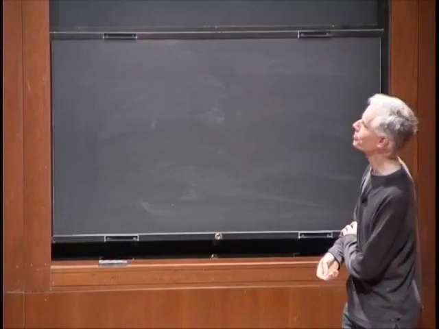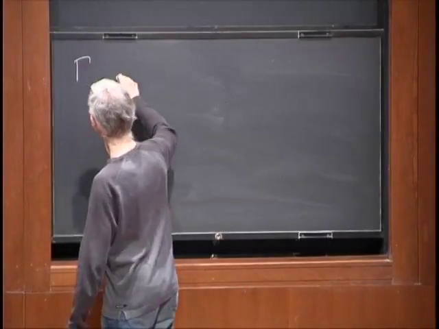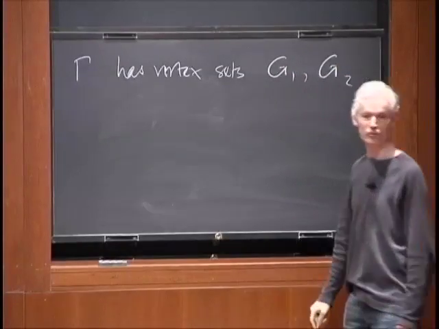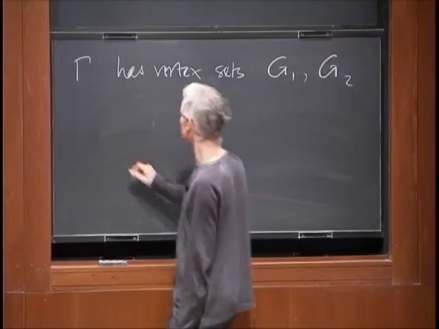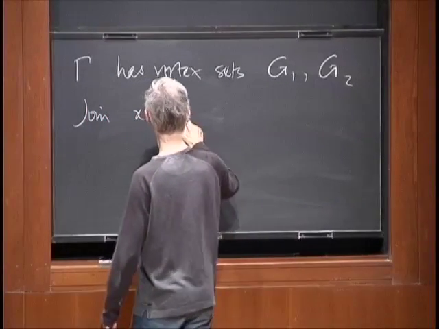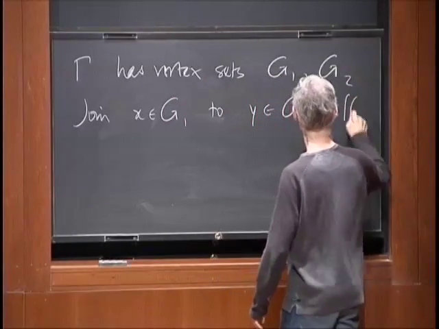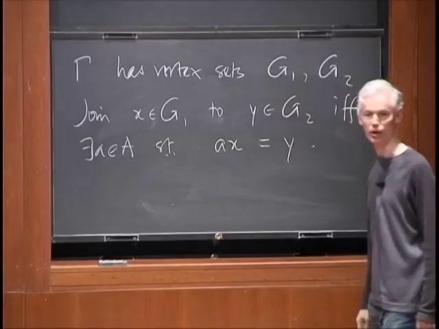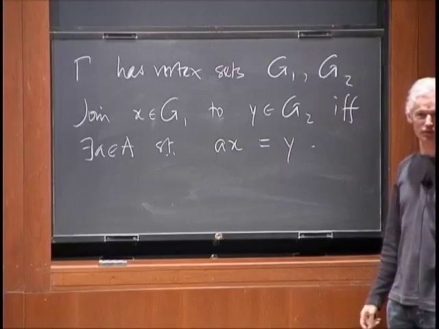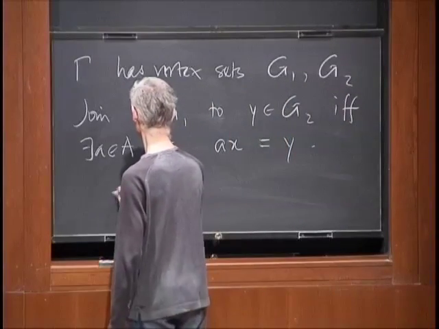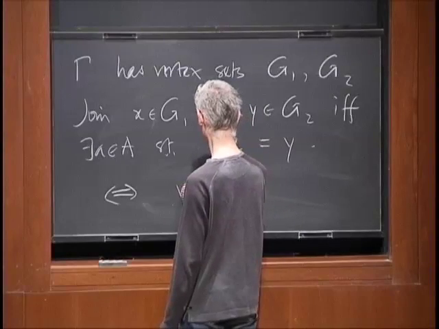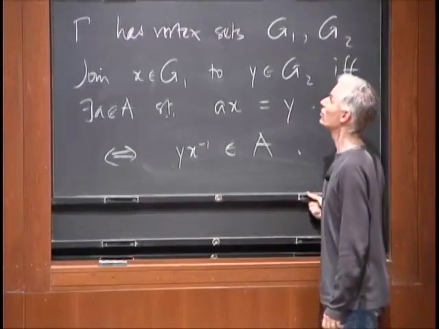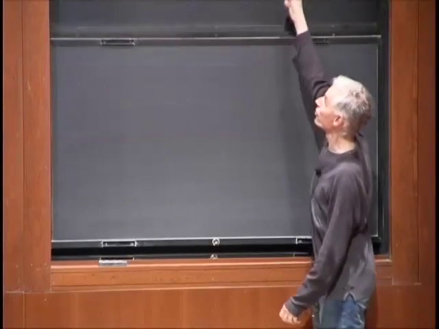Because I've got G as the group, I'm going to have to call the graph gamma. So gamma has vertex sets G1 and G2, and those are both just copies of the group G, and we'll join x in G1 to y in G2 if and only if there exists a in A such that ax equals y. So that's a sort of bipartite version of a Cayley graph. Equivalently, we want yx to the minus 1 to belong to A.